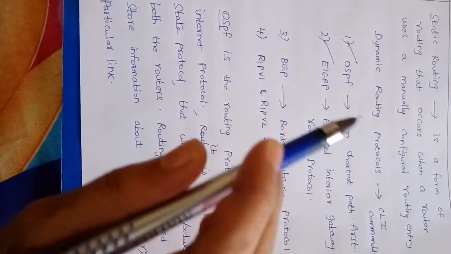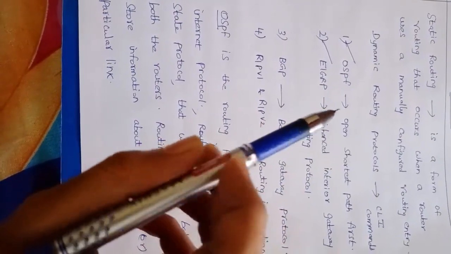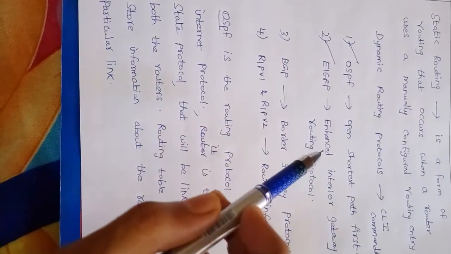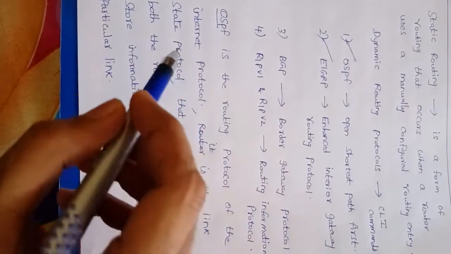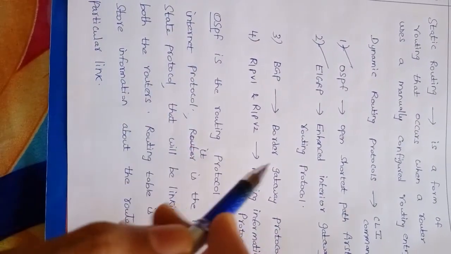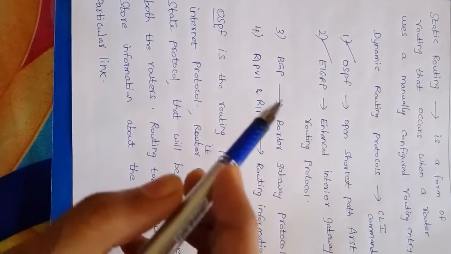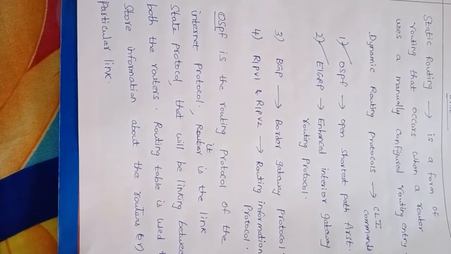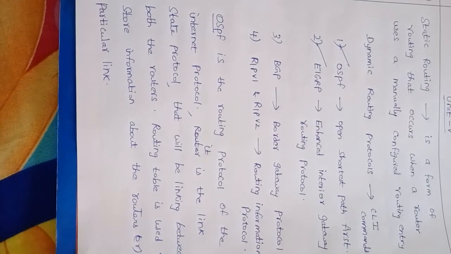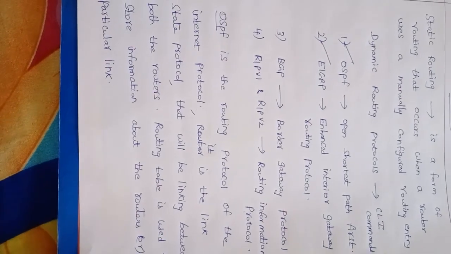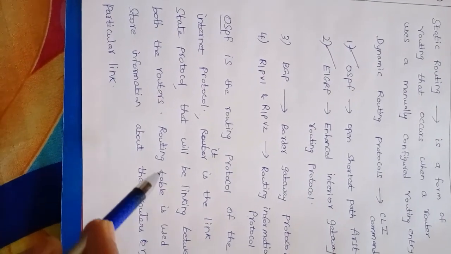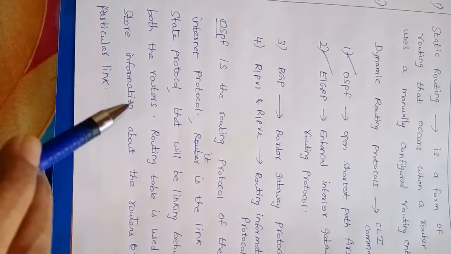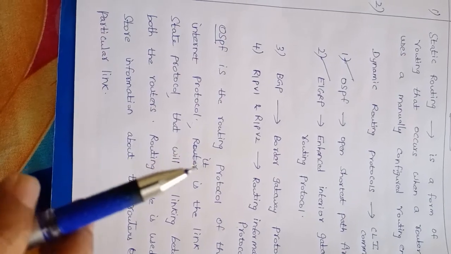I will be using two algorithms here. The first one is Dijkstra's algorithm and the second one is the balanced clustering algorithm. So what is OSPF? OSPF is a routing protocol of the Internet Protocol and it is a link state routing protocol. Link state routing protocol means there will be a link between both the routers, and when there is a link between both the routers, the routing table automatically stores the information about the routers of that particular link. This is known as OSPF.